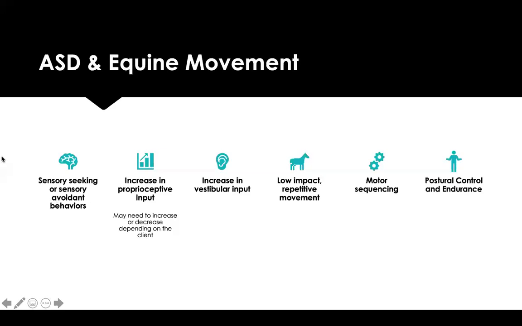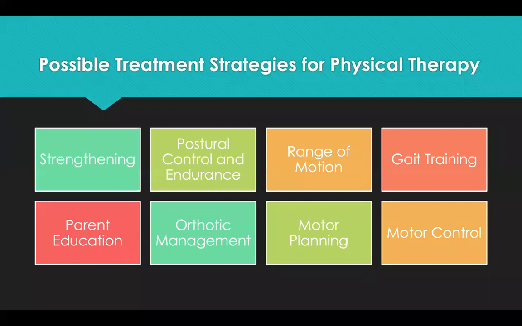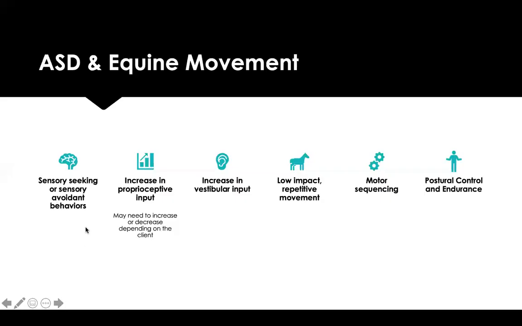So let's talk about how autism spectrum disorder and equine movement go into play together. So we have potential sensory seeking or sensory avoidant behaviors. So sensory seeking behaviors are going to be the hand flapping, the rocking, the bouncing, the jumping. They're trying to get some kind of sensory information to their body that they are not able to get otherwise.